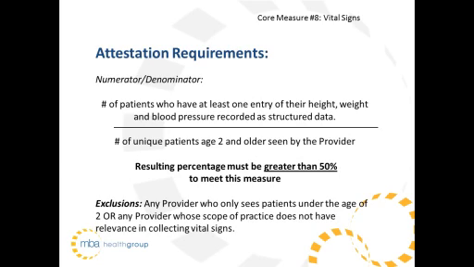The attestation requirements of this measure include a numerator and a denominator. The numerator for this measure is the number of patients who have at least one entry of their height, weight, and blood pressure recorded as structured data, and the denominator is the number of unique patients aged 2 and older who have been seen by the provider during the reporting period. The resulting percentage must be greater than 50% to meet this measure.